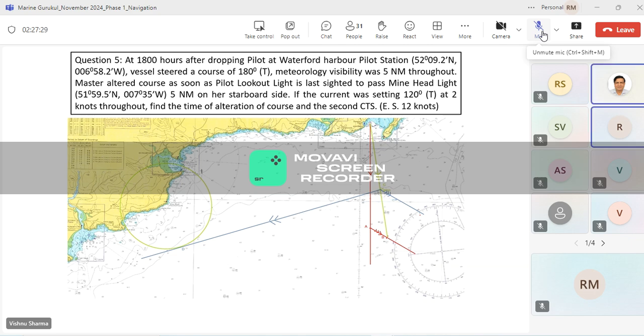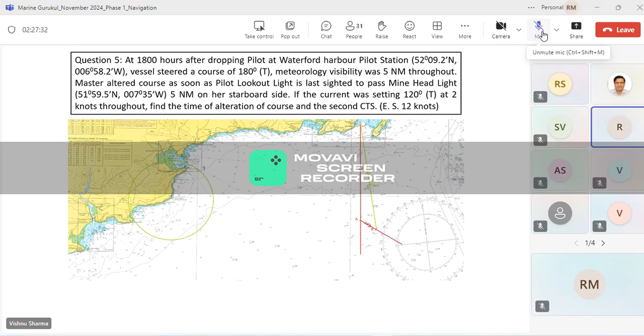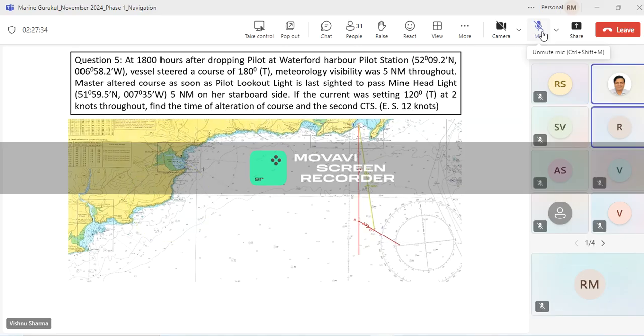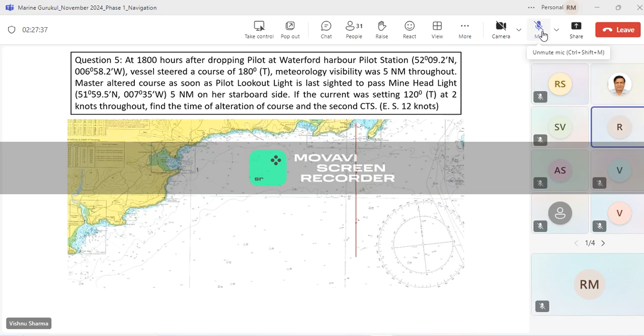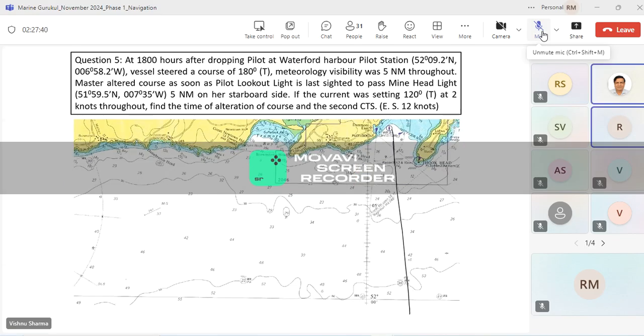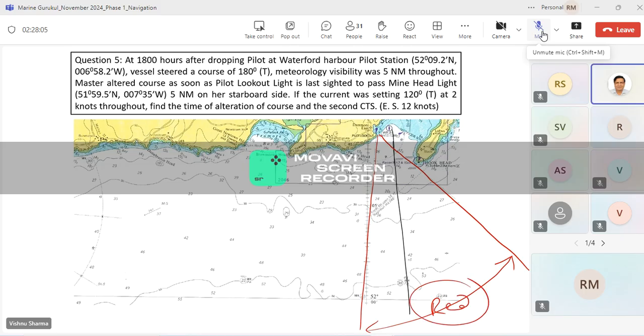You have a chart in front of you. Can you open the chart and see the sector boundaries of the pilot lookout lights? They will be like this, as you can see here. Yes, sir. I can see two sectors. Yes, so you can see two sectors. I'm showing on the screen also. This sector is the red sector where I have drawn two sector boundaries for red. This is the red one, right? Yes, sir. First is red. And this one is white.